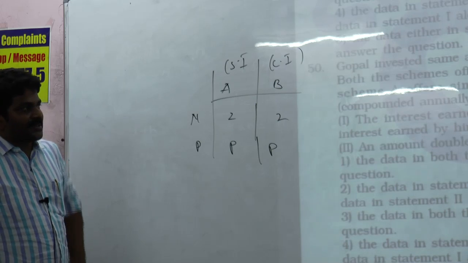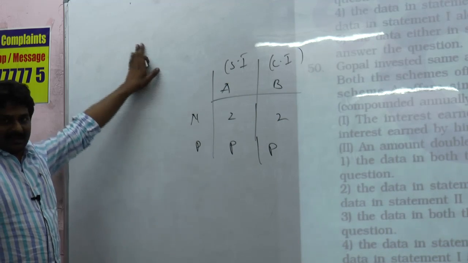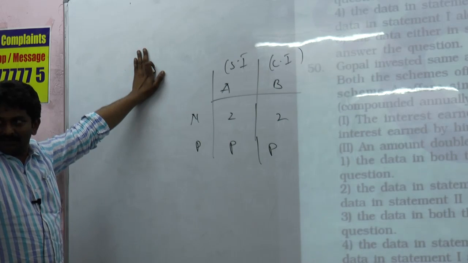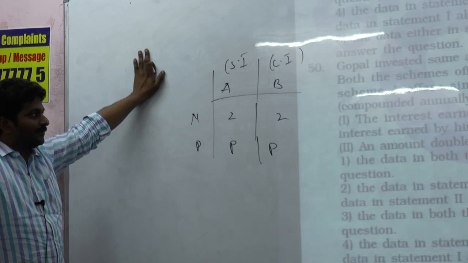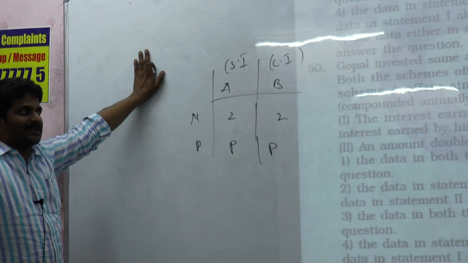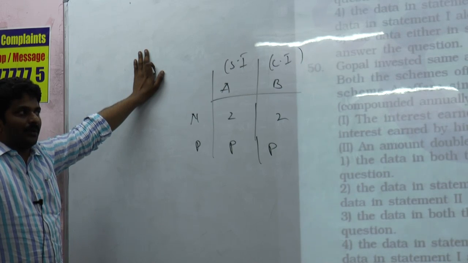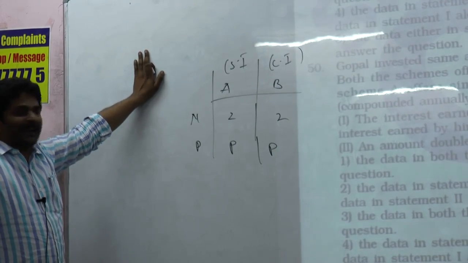What is the rate of interest % per annum of scheme A or scheme B? As both are having the same rate of interest, it is enough to calculate the rate of interest in scheme A or in scheme B. That's what you are asked about. Now, first one. The interest earned by Gopal from scheme B is 61.44 more than the interest earned by him from scheme A. From this, will you get the answer?